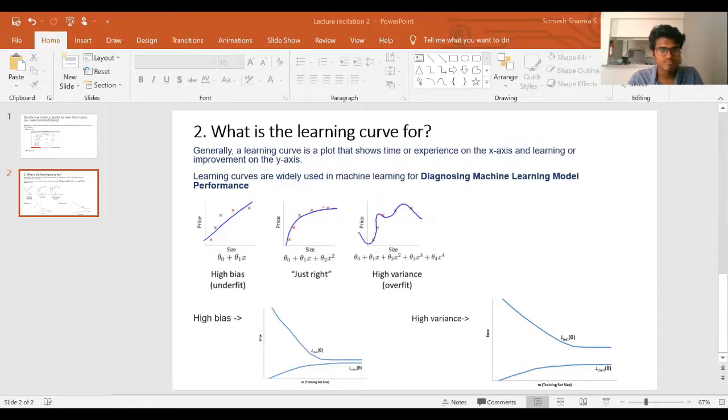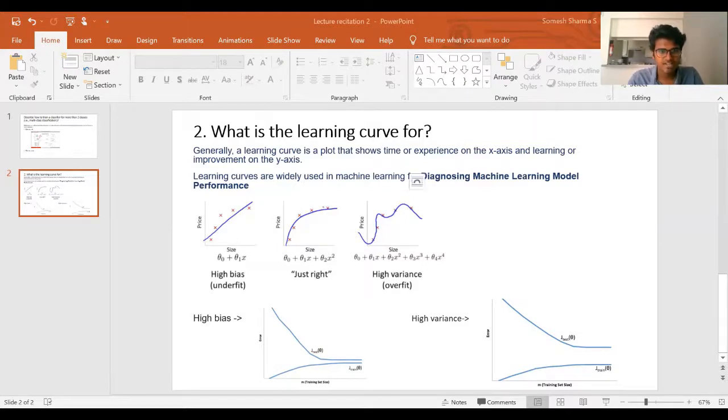For the first one, say high bias, the learning curve shows high error on both the training and test sets. So the algorithm is suffering from high bias. You could see that from the first picture at the bottom left.